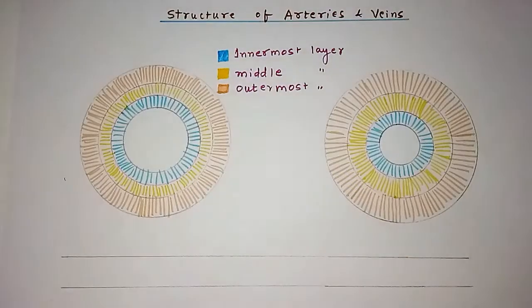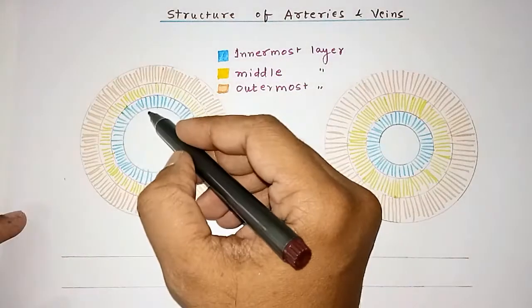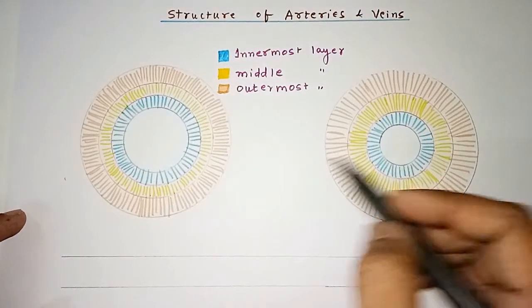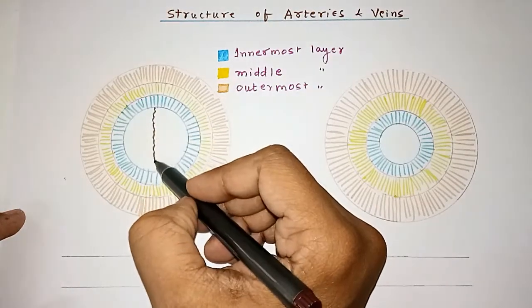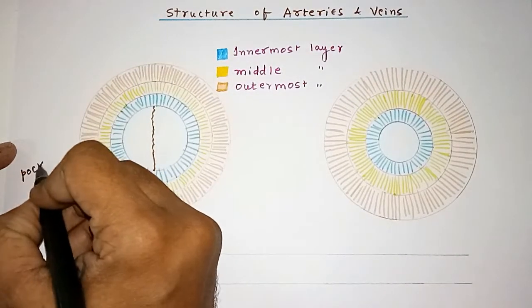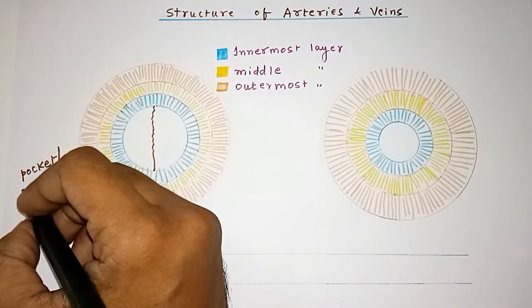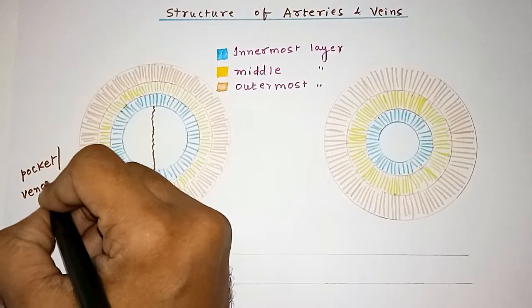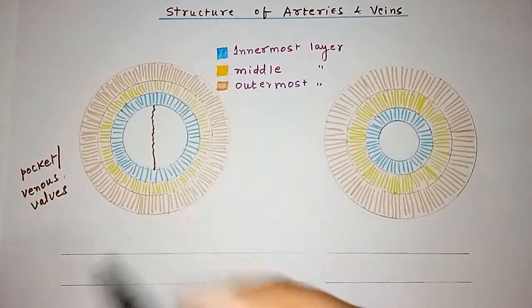Okay, but the major difference between the structure of arteries and veins is the presence of valves. The valves prevent the backflow of the blood, and they are only present in veins, not in the arteries. The valves are called pocket valves, or venous valves. These valves prevent the backflow of the blood.